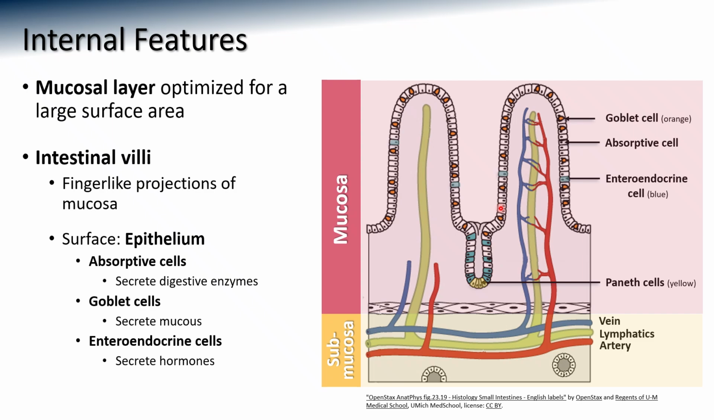Now, the defining feature of the small intestinal mucosa are these finger-like projections here called intestinal villi. Their purpose is to expand the surface area of the mucosa so that there is room for more epithelial cells. You can see these drawn on here. These are absorptive cells, goblet cells, and enteroendocrine cells that are found on the surface of the villi here.